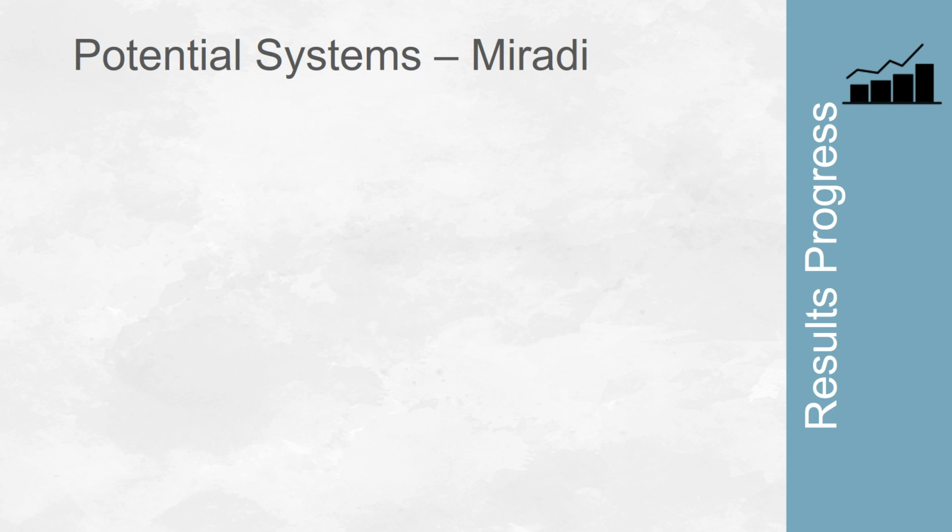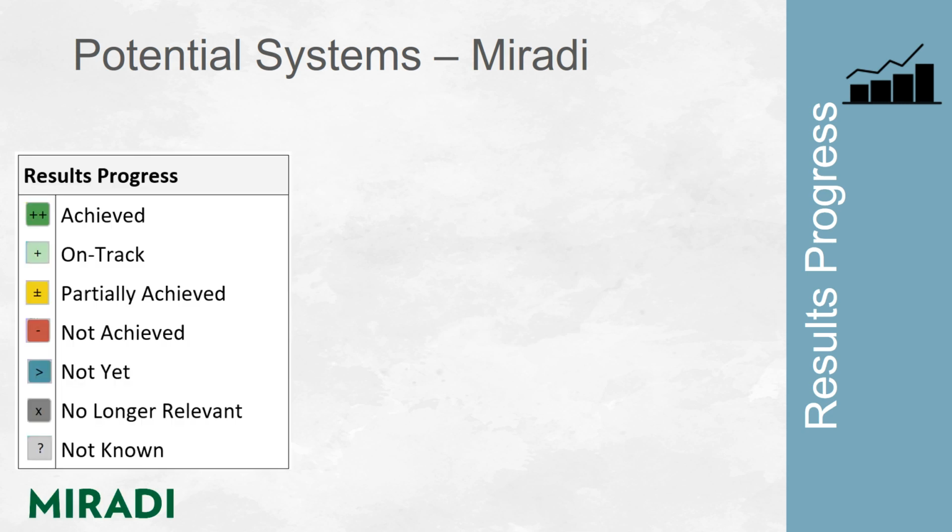Miradi, again, is one potential system for tracking results, including goals and objectives. So you can do this in Miradi Desktop or the online editing capabilities available through Miradi Share. Let's first look at the desktop version, and let's also first focus on tracking results. Later, we'll talk about tracking goals and objectives.